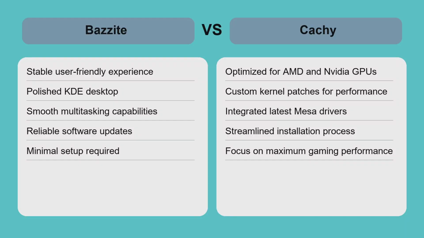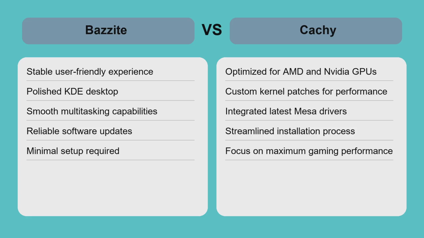Comparing Bazzite and Cachy highlights a trade-off between stability and gaming optimization. Bazzite is perfect for gamers who want a stable, visually refined KDE desktop with reliable software updates, suitable for casual to moderate gaming. In contrast, Cachy targets hardcore gamers using AMD or NVIDIA hardware, delivering better raw performance thanks to custom kernels and drivers.